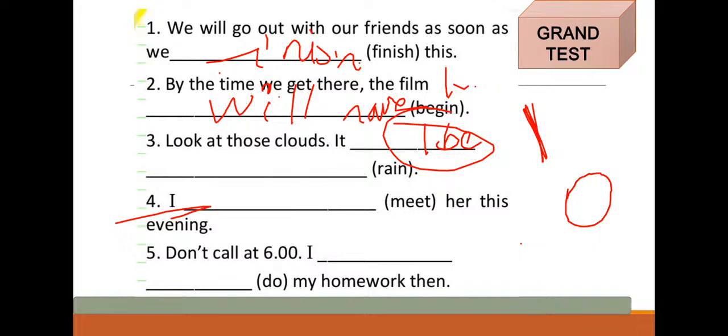Let's move on and talk about the fourth one. I will meet her this evening. I will meet her. This is all about certainty, an action that will happen. So you are gonna meet her, so that's okay. I will meet her this evening.